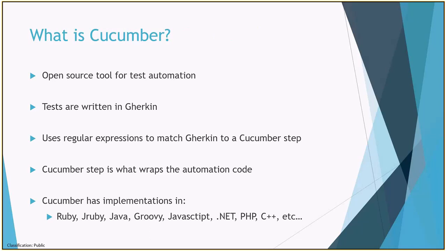We'll talk about regular expression. In Tidy Gherkin, we have regular expression. I'll show you what is the meaning of regular expression. A Cucumber step is what wraps the automation code. And Cucumber has implementations in Ruby, JRuby, Java, Groovy, JavaScript. So we'll talk about Java, how to implement it in Java. Fine. Now this is the whole thing that I was talking about.